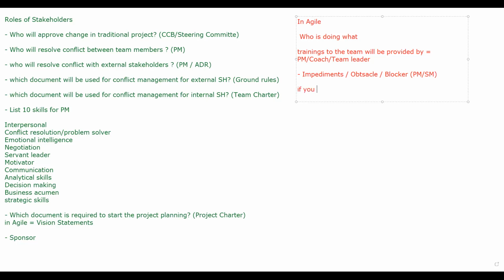Now, if you have multiple teams, who will remove impediments, obstacles, or blockers for all the teams? Product owner or senior scrum master, sir? Senior Scrum Master, right? Because the Senior Scrum Master is the guy who handles multiple teams.